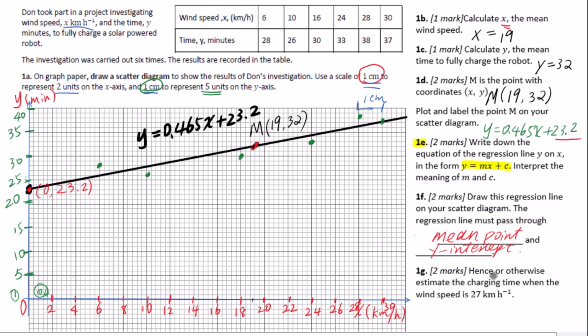For 1g, hence or otherwise estimate the charging time when the wind speed is 27 km per hour. We will use this regression line equation to estimate the charging time. So for 1g, we will get y equals 0.465 times 27 plus 23.2 equals 35.8 minutes. Remember, for word problem, do not forget the unit.